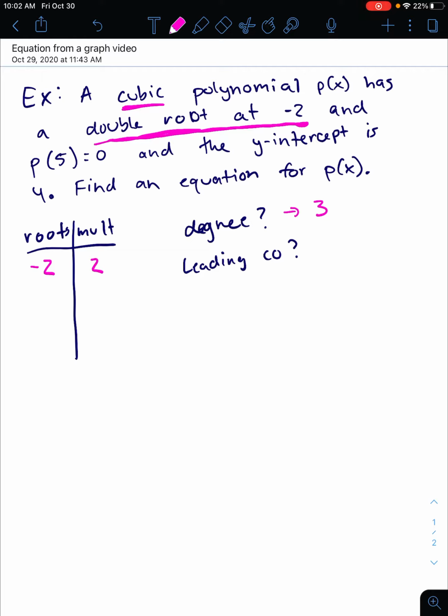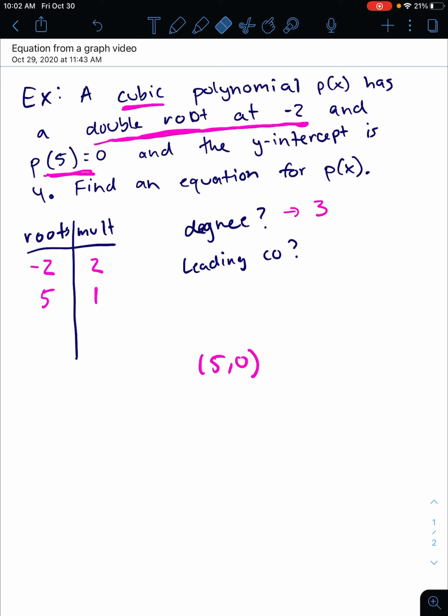Okay, next piece of information, I have p of 5 equals 0, so that gives me the point (5, 0). Now because the y-coordinate of this is a 0, I know that this is a root. So I'm given another one of my roots. And now I can figure out what the multiplicity of this is, because it must be 1, because the multiplicities have to add up to the degree. So since my degree is 3 and I already know one of my multiplicities is 2, this multiplicity has to be 1. Okay. So I have my roots, I have my multiplicity.